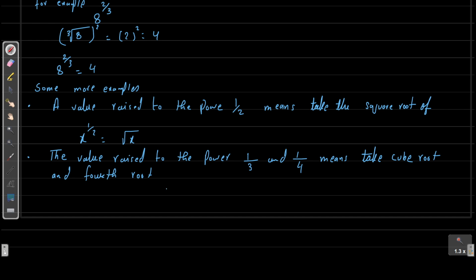For instance, I'm going to take 27 to the power 1 by 3. It means we need to take the cube root of 27. The cube root of 27 is equal to 3. And also I'm going to take 16 to the power 1 by 4. We need to take the fourth root of 16, which is equal to 2, because 2 to the power 4 is 16. So that was the problems involving positive fractional indices.